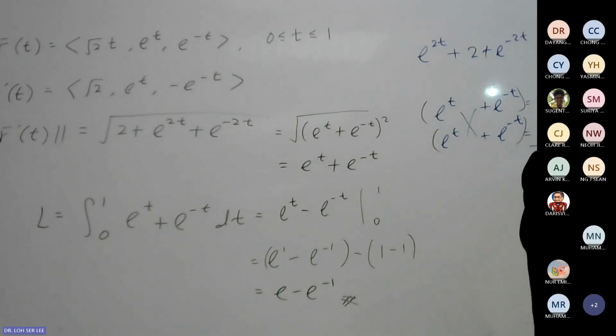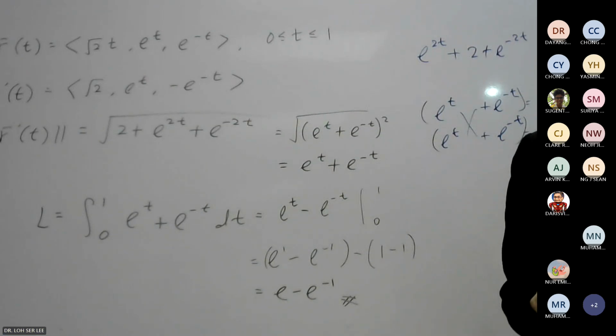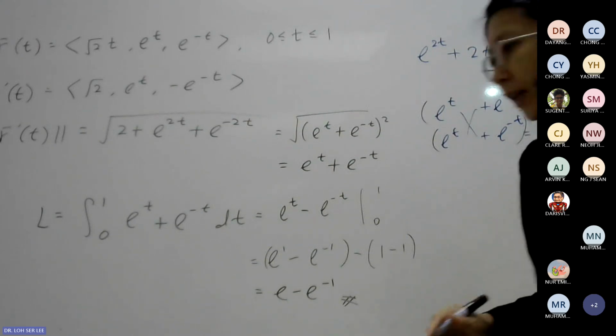Okay, now we look at number 2. Number 2, find the arc length from a given point to another point.